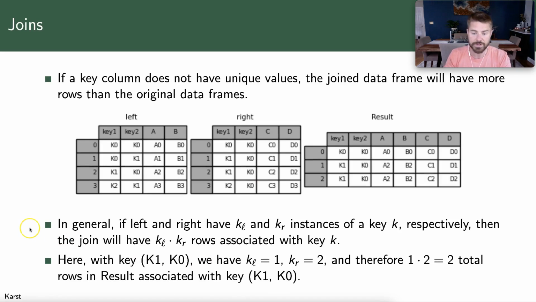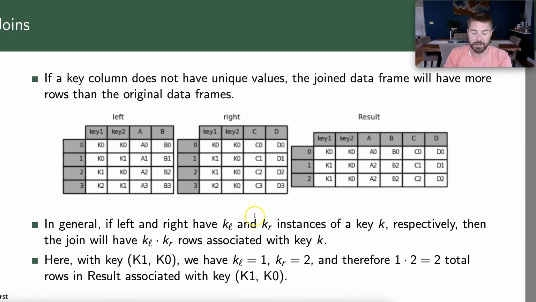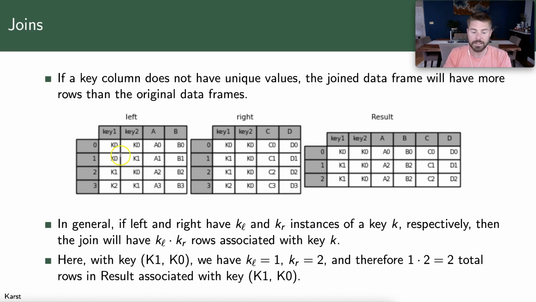So this is pretty interesting. This is basically what we just talked about. But I just want to point out here that if I have, let's say, KL copies of a key in left and KR copies of that key in right, then in the resulting data frame, I will have KL times KR rows associated with that key. In this case, KL was 1. I had 1 copy of the key over here. KR was 2. I had 2 copies of the key over here. And therefore, I have 2 copies of the key in the resulting data frame.